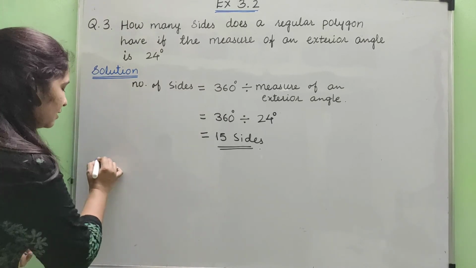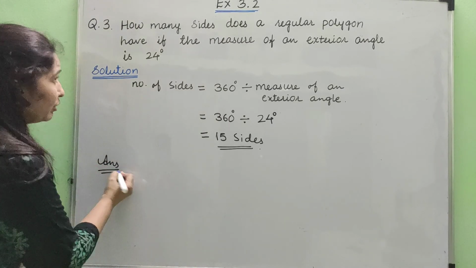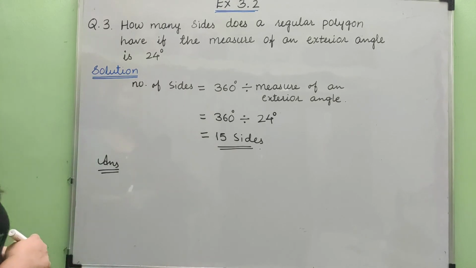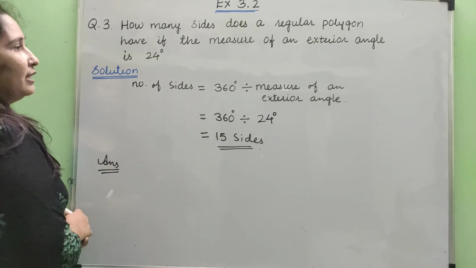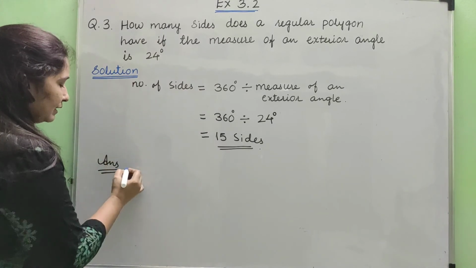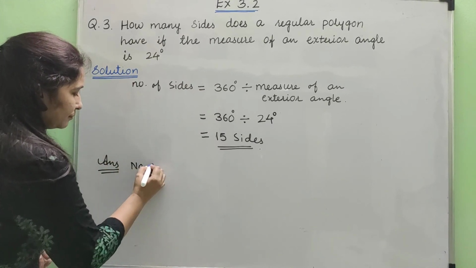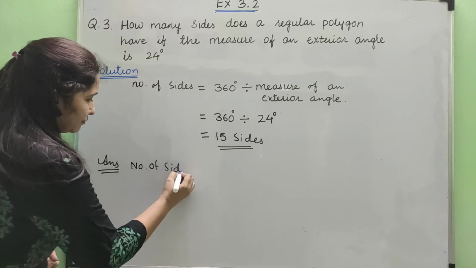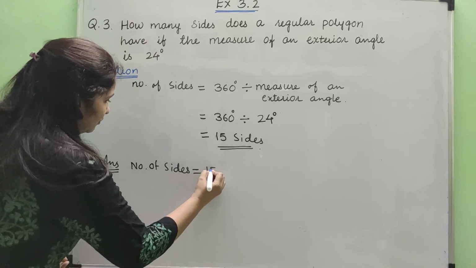So in the answer you can mention how many sides does a regular polygon have if the measure of an exterior angle is 24. In the answer we will write number of sides is equal to 15.